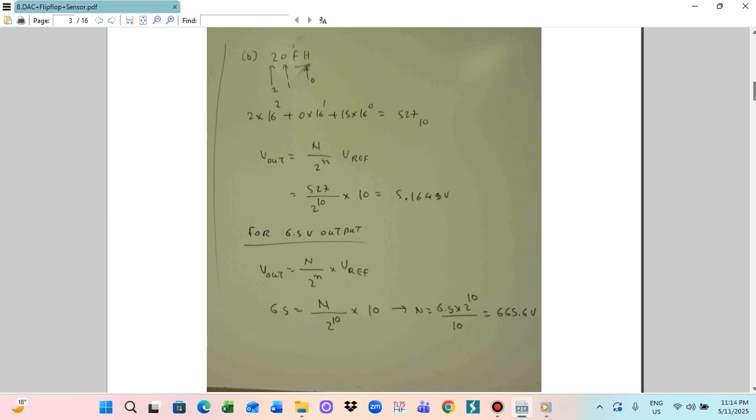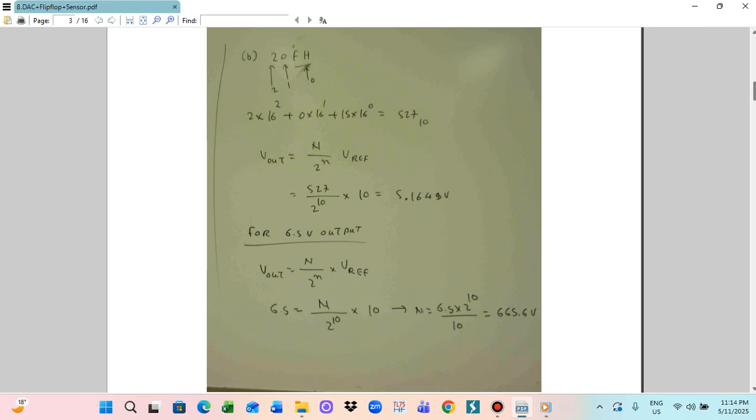So we write the formula: V out is equal to n divided by 2 power n, multiplied by V reference. In the place of n, you write the decimal conversion, and 2 power n is with n a base 10 number, so 2 power 10, and reference voltage 10. So you get the voltage 5.146484. The input 20F is hexadecimal, and the output analog voltage is 5.14648. So this is for the digital to analog conversion.